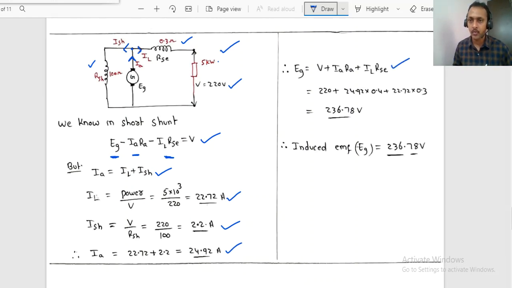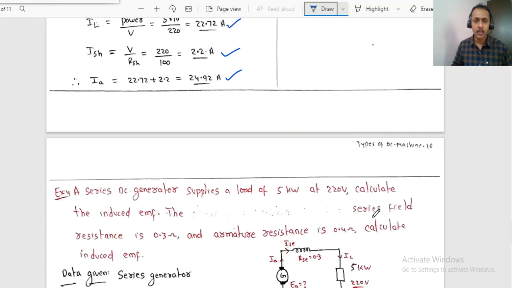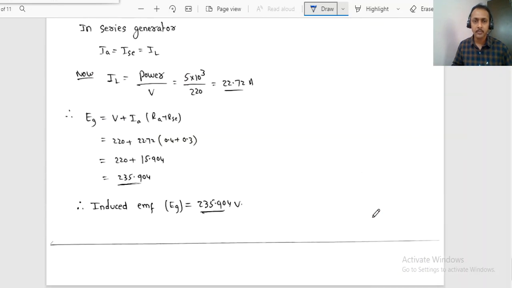If you do the substitutions, you will get 236.78 volts. That is the generated or induced EMF EG. Clear? Right. Now, let me see one more example, dear students. This is the last example.